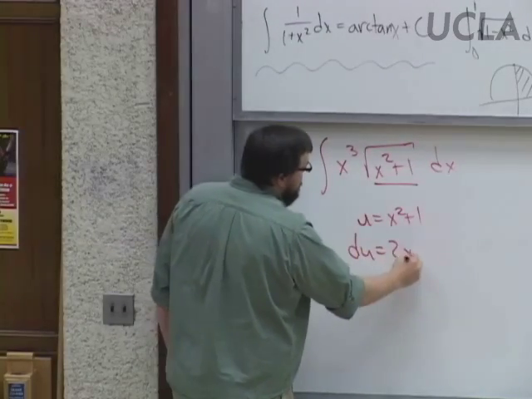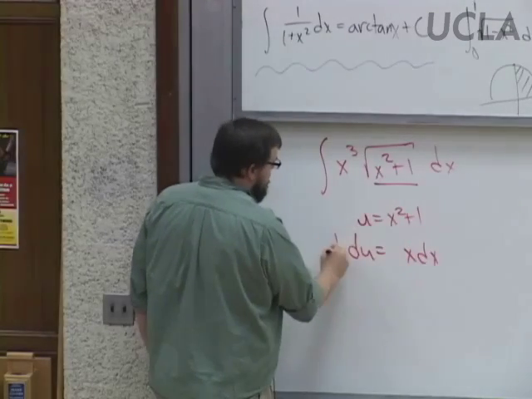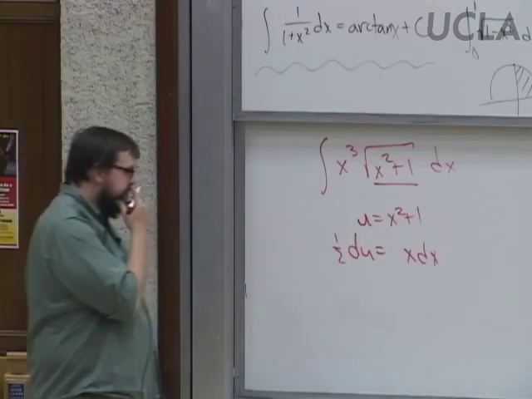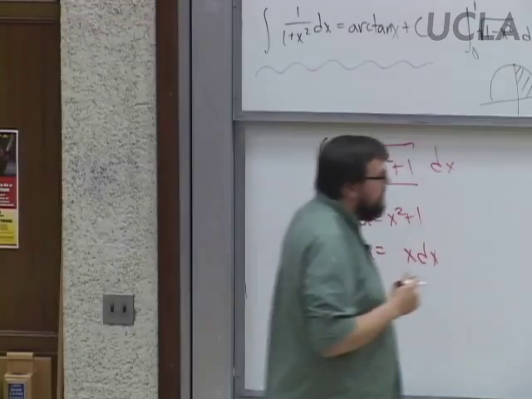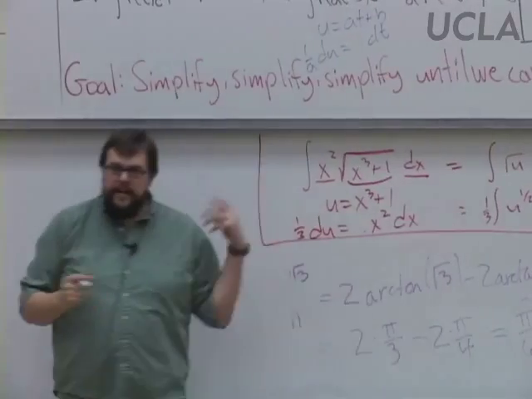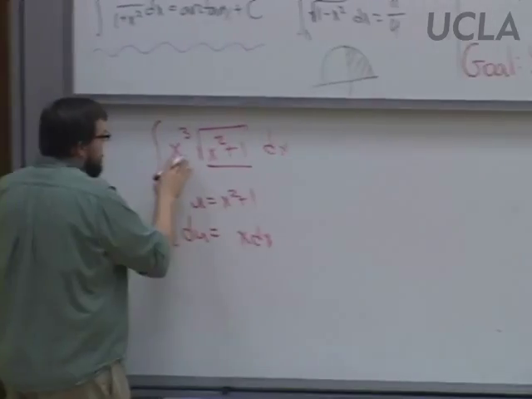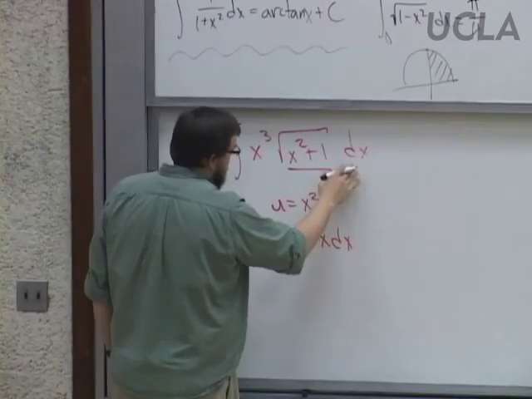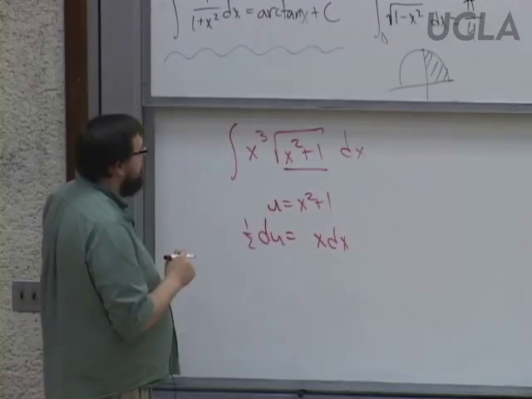Okay, so du is 2x dx, and just for convenience, I'm going to move the 2 back over here. So half du is x dx. Now, over here, we were pretty happy because I had an x squared dx, and that automatically became my du. Now, the problem is I don't have an x dx. I have an x cubed dx. So we have to figure out how to deal with that.